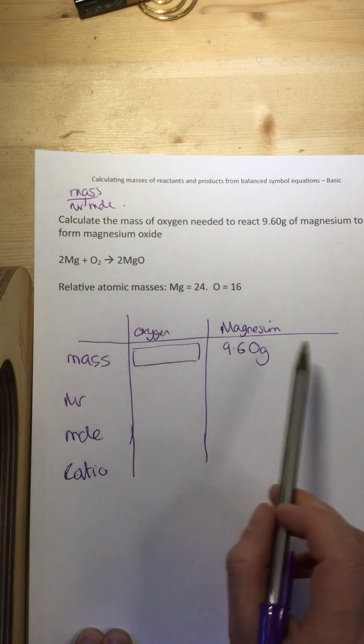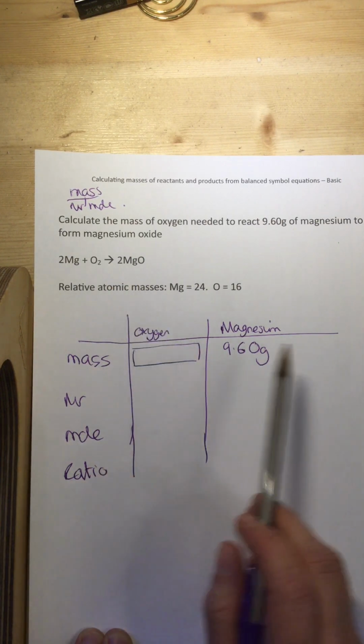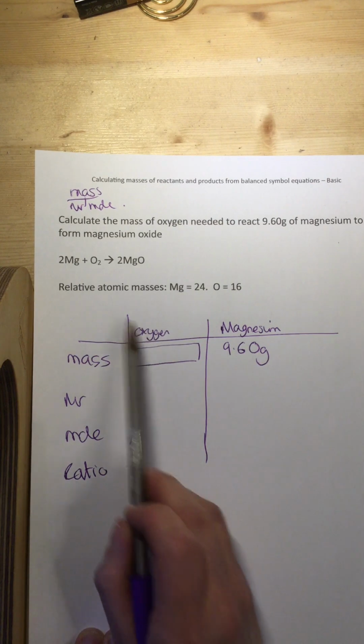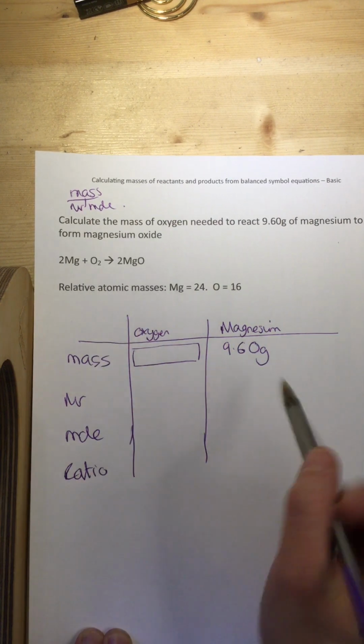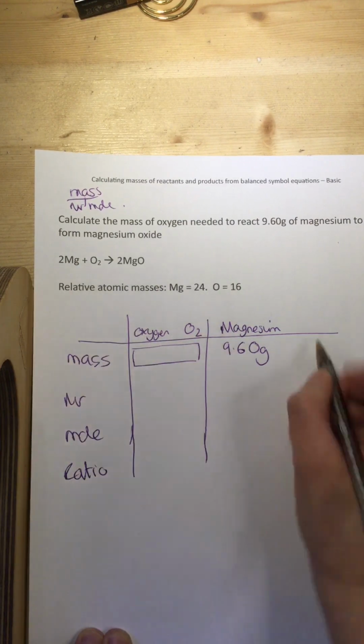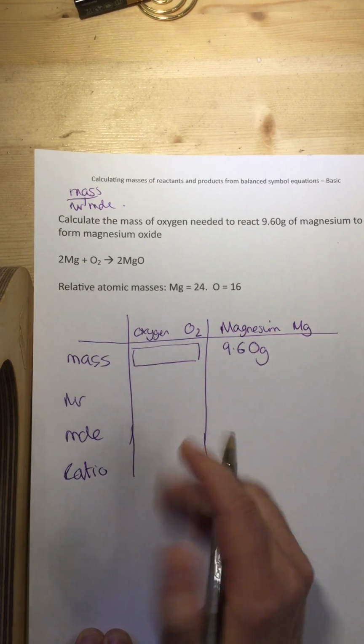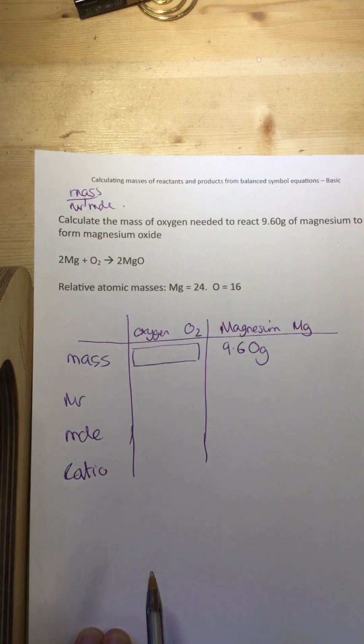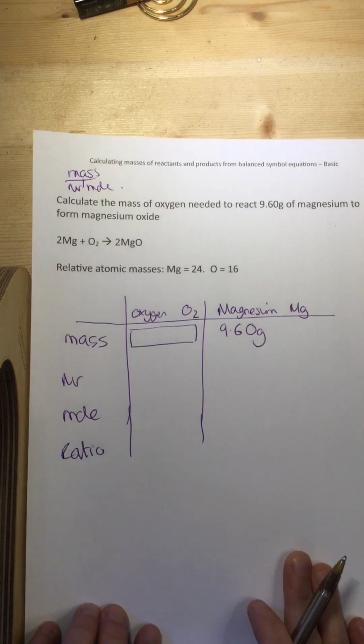So I've got my words. I'm going to use my equation to jot in the formulae next to those. So oxygen, that's going to be this one, so it's got the formula O2. And magnesium, that's just Mg. I'm ignoring big numbers at this point, just any little numbers that are part of the formula. So I've got my masses.